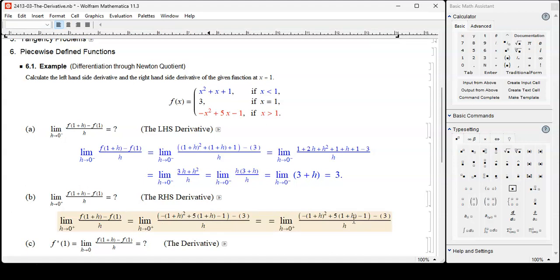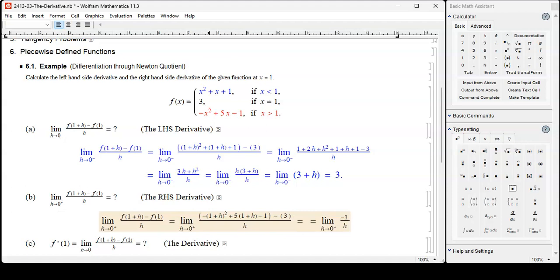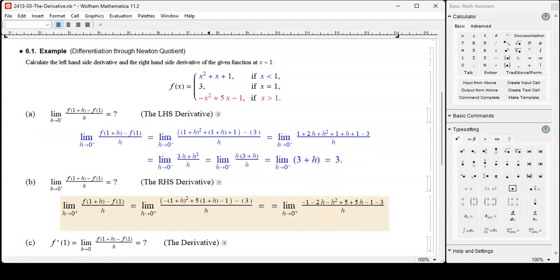And then let's break up everything. Breaking up this complete square, negative 1 minus 2h minus h squared. And then breaking up this 5 times 1 plus h, 5 plus 5h, and minus 1 again, and minus 3. Let's see, this minus 1, and minus 3, so that's negative 5, and here's positive 5. So all the constant terms, they're all gone. What's left is just h term.